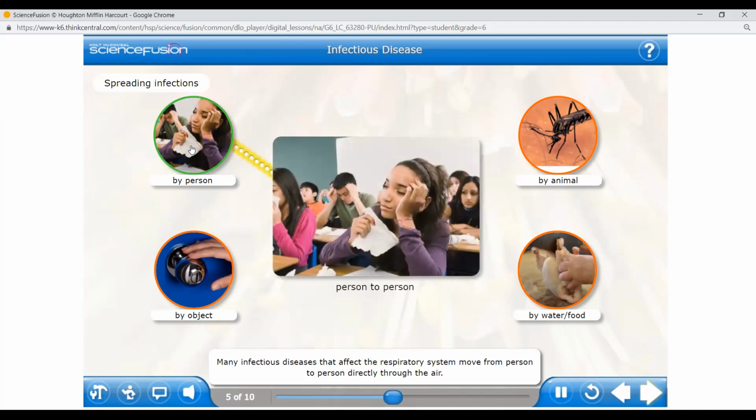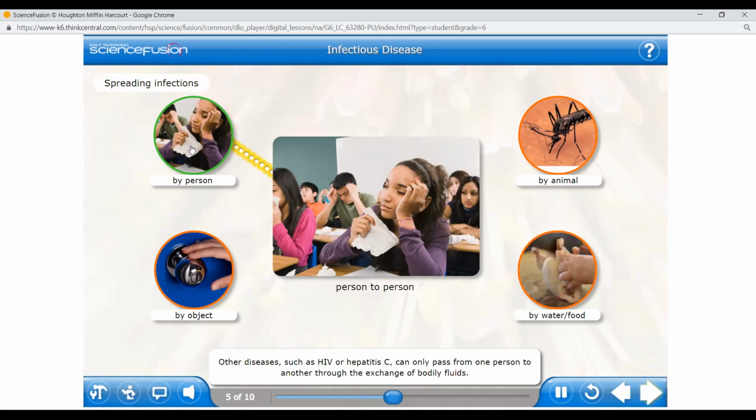Many infectious diseases that affect the respiratory system move from person to person directly through the air. Cold and flu viruses are commonly transferred when infected people cough or sneeze. These diseases can also be passed by touching an infected person.